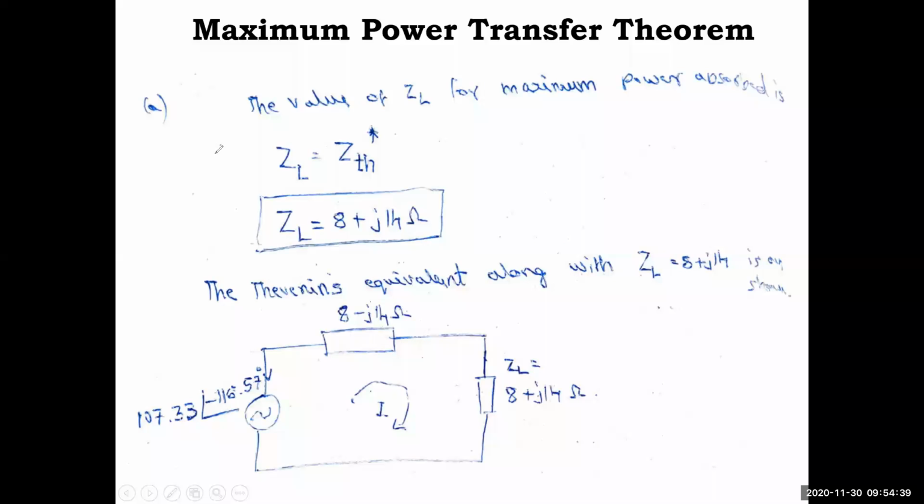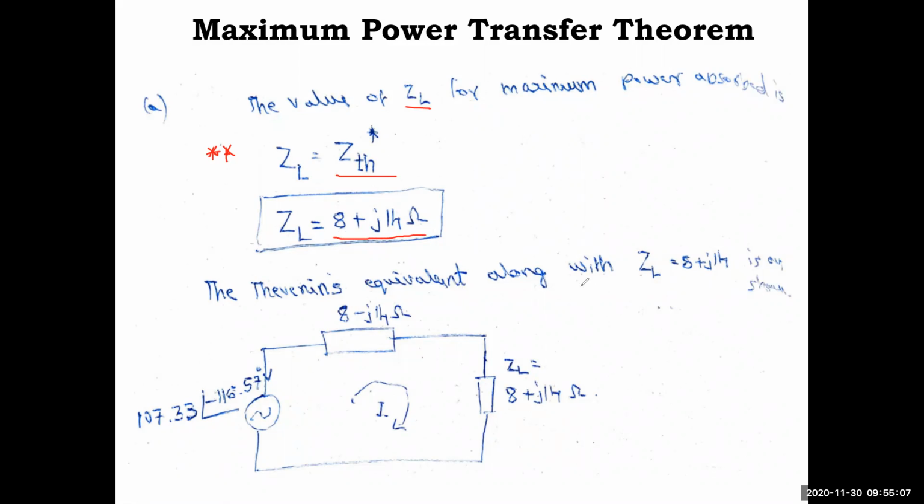The third statement of the maximum power transfer theorem is also proved here with this example. The value of ZL for maximum power absorbed is ZL equal to the complex conjugate of ZTH. The source is now equated as an equivalent impedance value only. So it was 8 minus J14 there, and the complex conjugate is 8 plus J14.